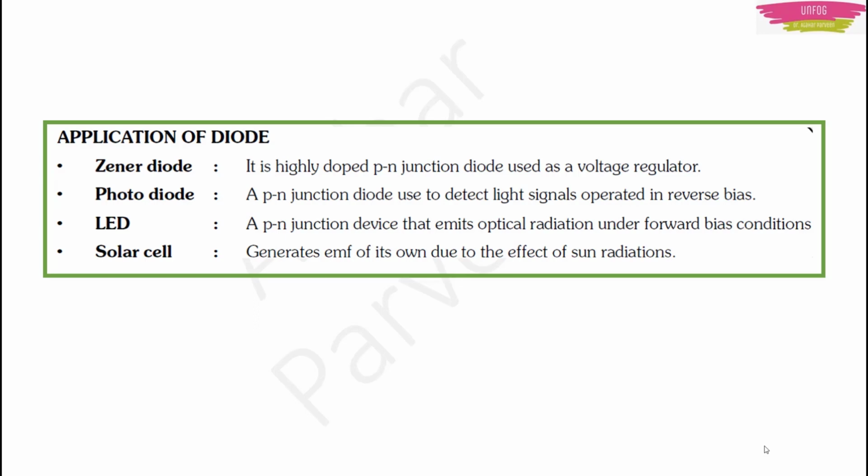We should know what it is, right? So Zener diode is a highly doped PN junction diode. First point. Then the speciality of Zener diode is that it is used as a voltage regulator. Now photodiode. This is also a PN junction diode, but it will detect light only in reverse bias. Then LED, it will emit optical radiation only under forward bias. Then solar cell, it will generate EMF of its own due to the effect of the sun's radiation. Okay, so these are the 4 points you have to remember regarding these diodes.